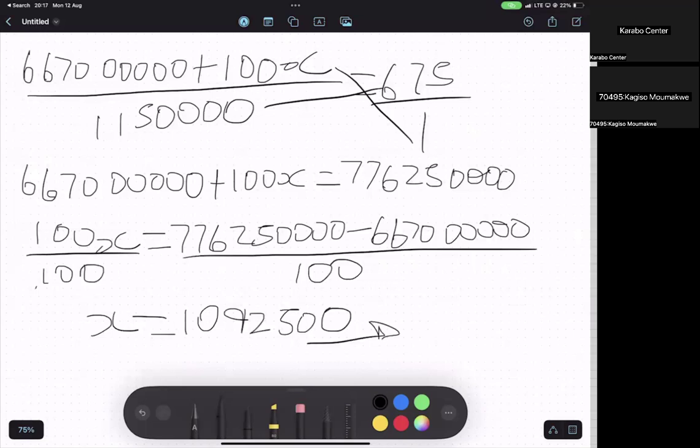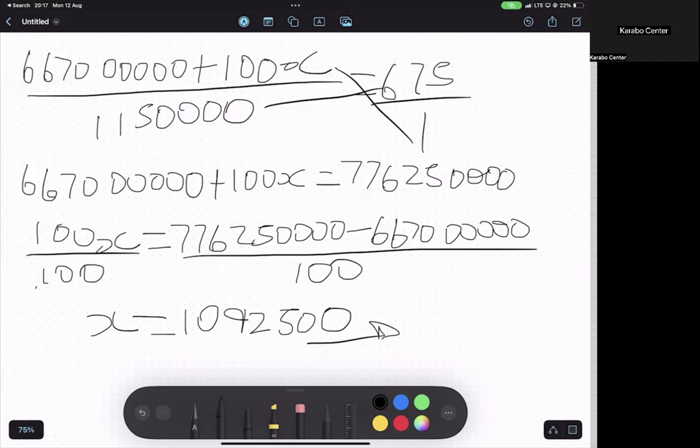This is how you do it, guys. This is how you reverse your NAV, and this is how you get the retained income. It doesn't matter whether you are given retained income or ordinary share capital. If you're given the NAV, you still do the same thing, guys.